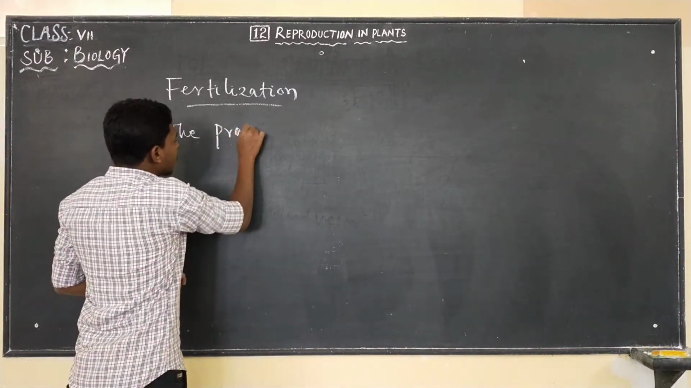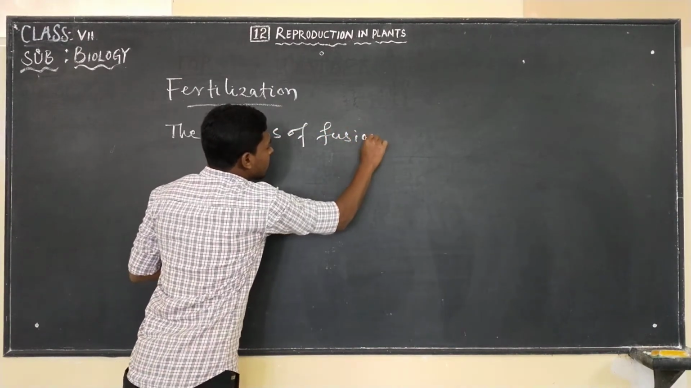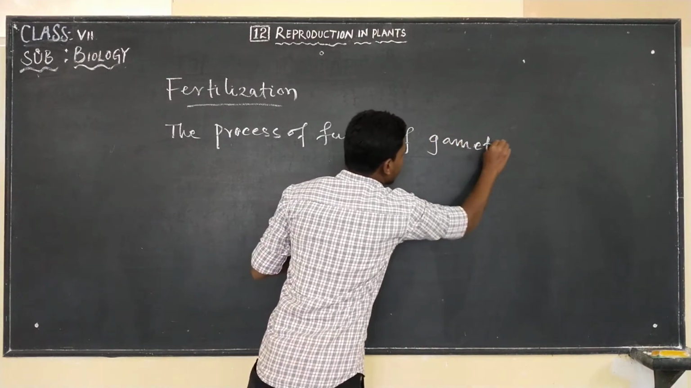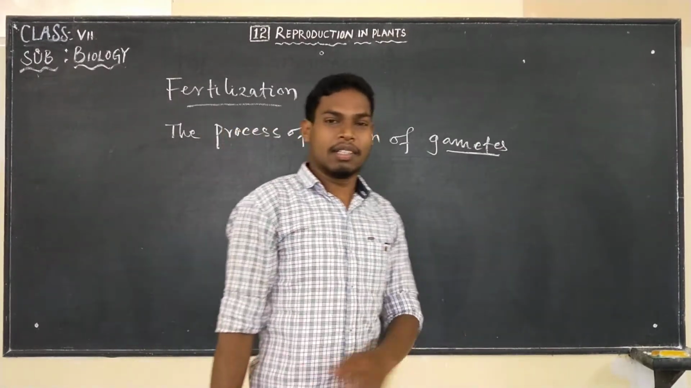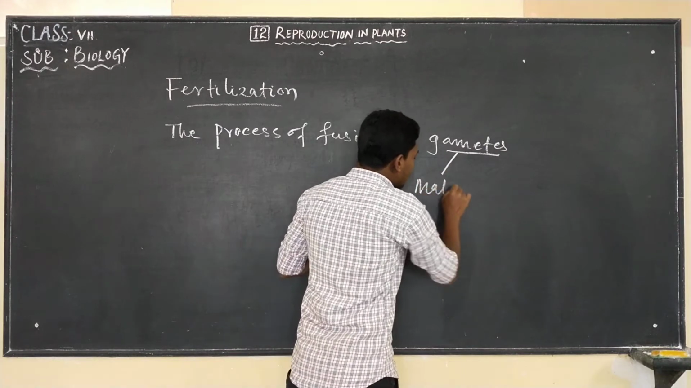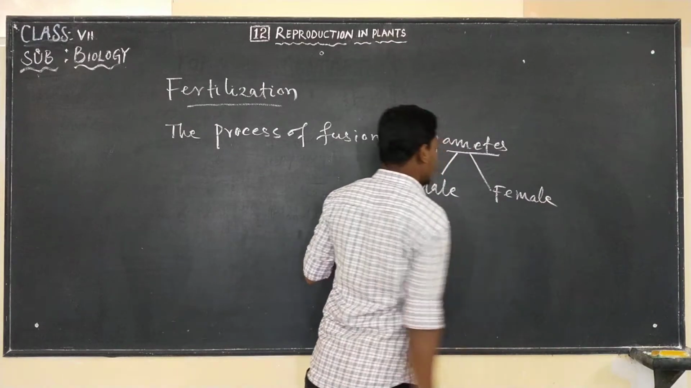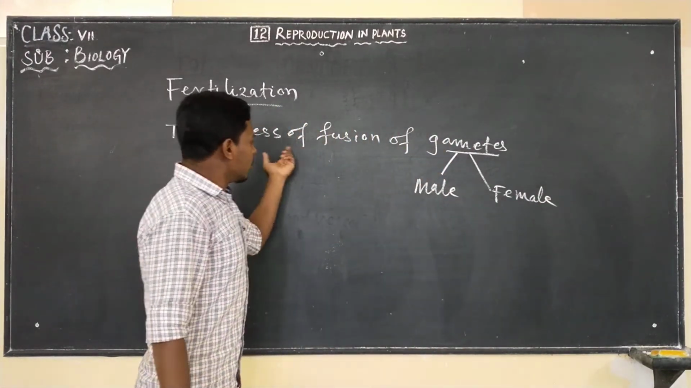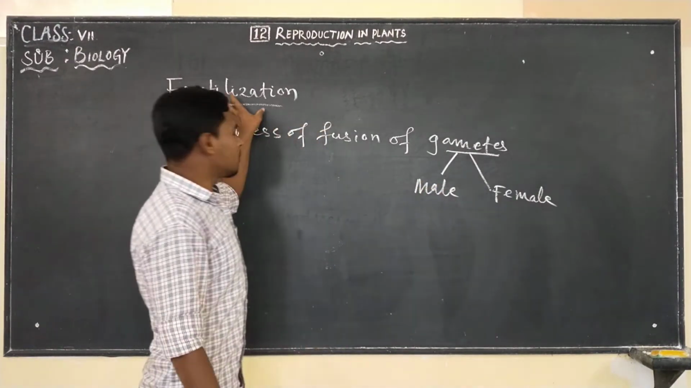The process of fusion of gametes. Here gametes means male and female gamete. Male gamete and female gamete result in fertilization. The process of fusion of male and female gamete is known as fertilization.